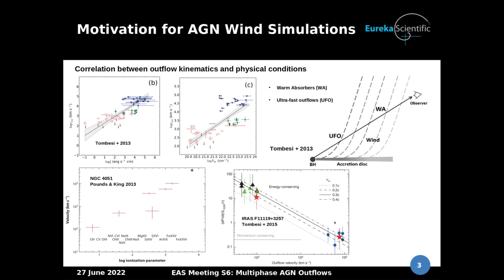And also on the bottom right, you see the plots from Tombesi 2015, in which he plotted momentum flux normalized to radiation against wind outflow velocity for inner winds and molecular outflow. And these different works suggested that there could be a single large-scale outflow and compact outflow related to large-scale outflow, as you see in this schematic view.